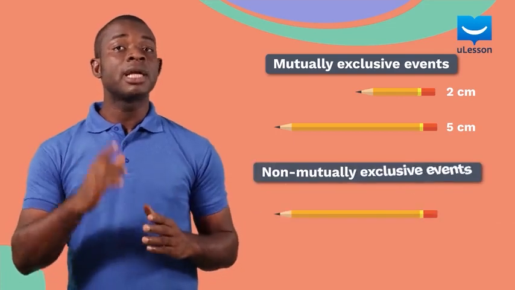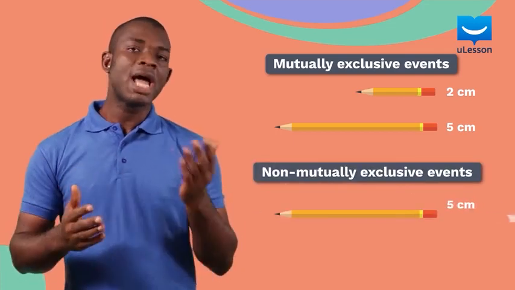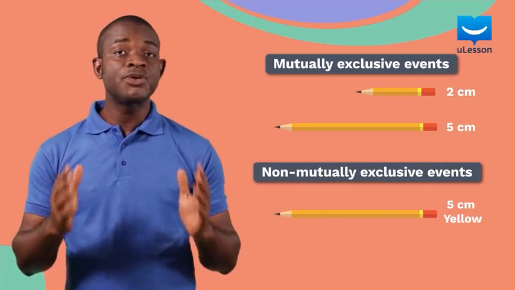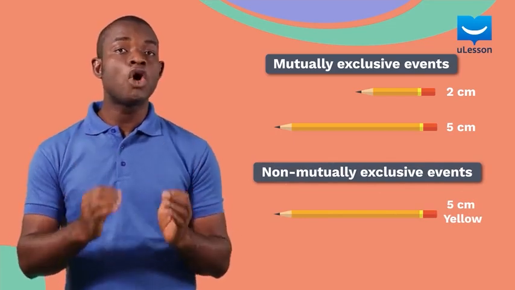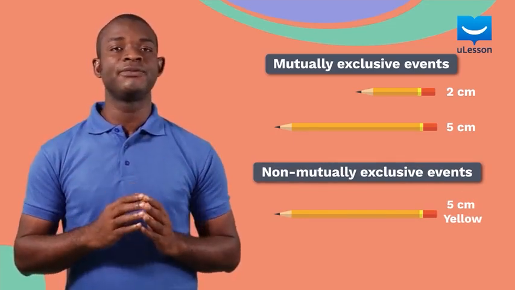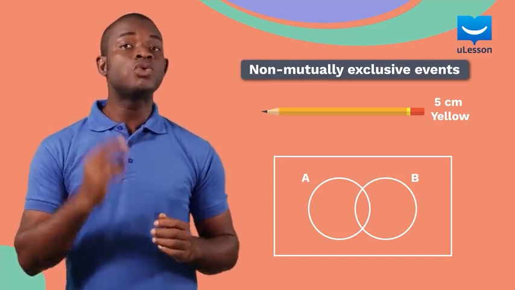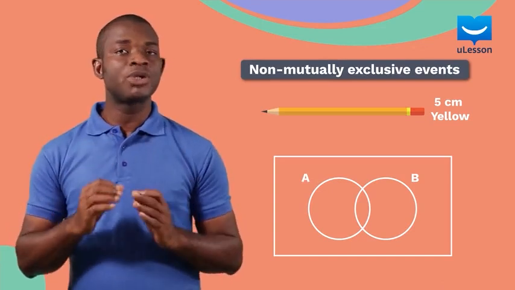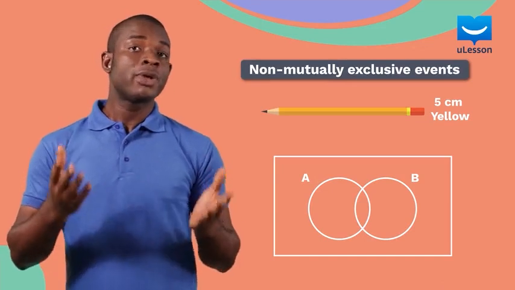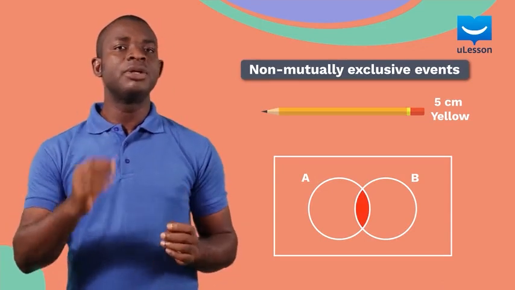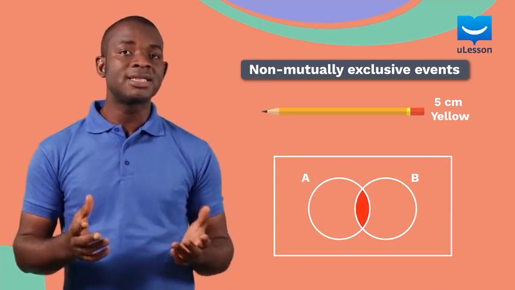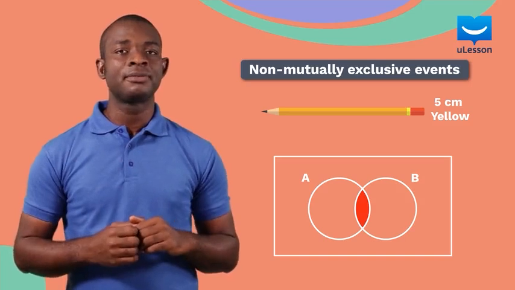But a pencil can be both 5 cm long and yellow. These two events can be seen as non-mutually exclusive. This Venn diagram can be used to represent two events that are not mutually exclusive. We can see that there is an intersection between the two events, showing that they can happen together.